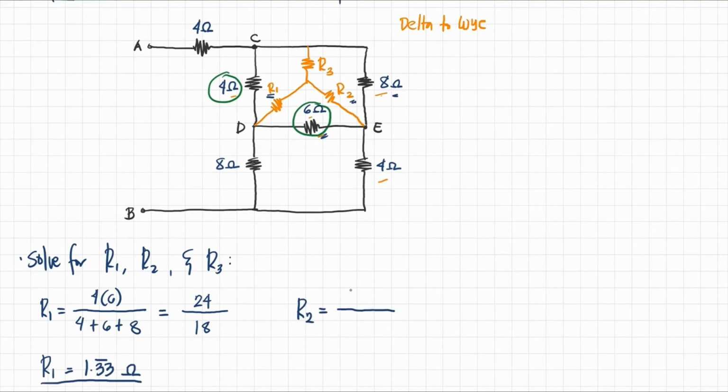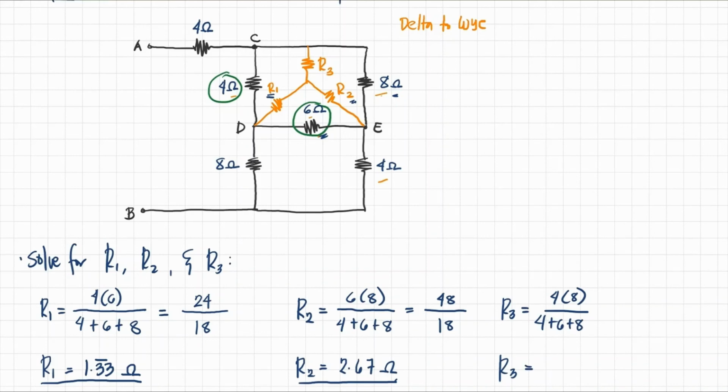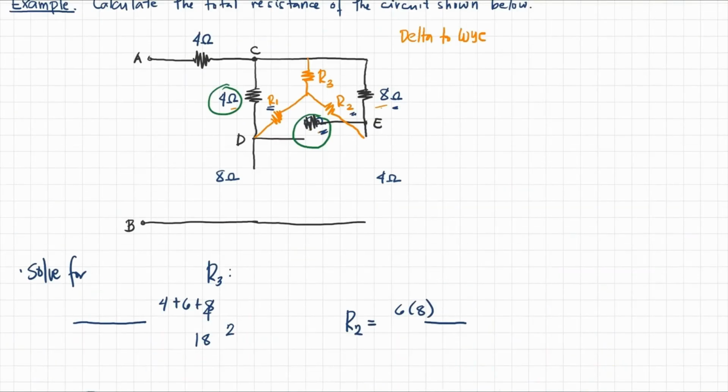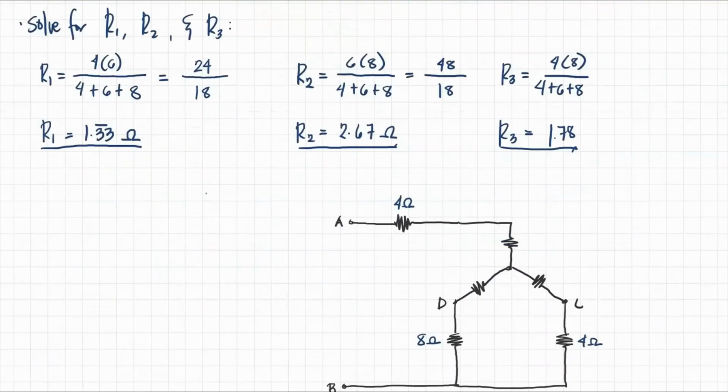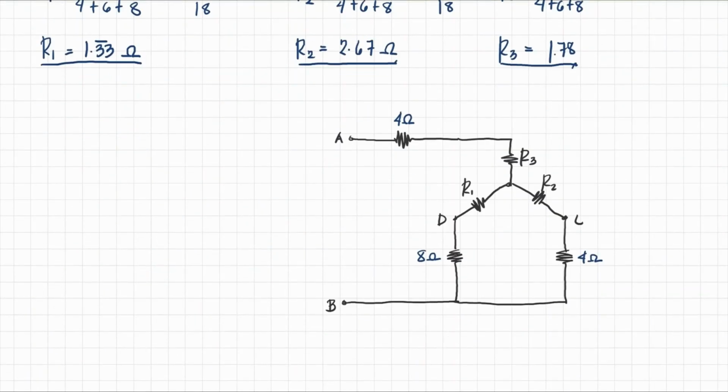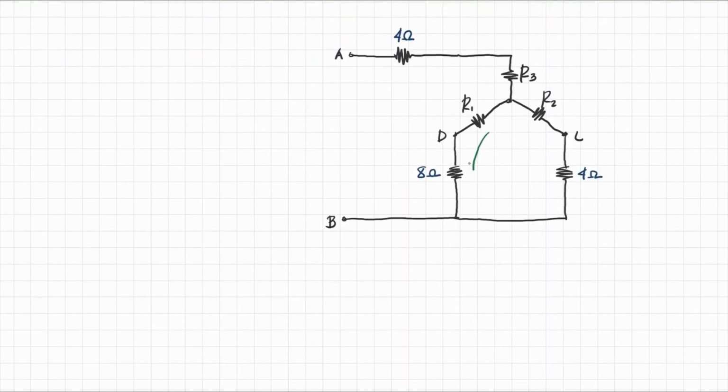Similarly, for R2, we can use the 6 ohm and the 8 ohm, which are adjacent to R2, and then the same denominator. So that would be 48 over 18, which is 2.667 ohms. And finally, your R3 is 4 ohms times 8 ohm all over the sum, which is equal to 1.78 ohms. Now we can redraw the whole circuit, replacing the delta connected with a Y connected network of R1, R2, and R3. And then let's see what the connections are now.